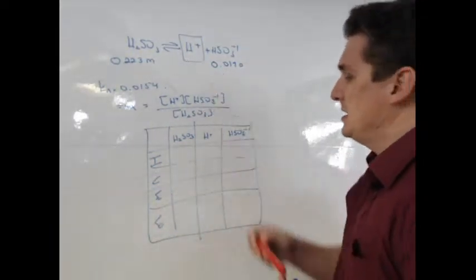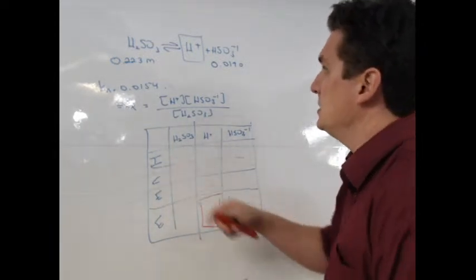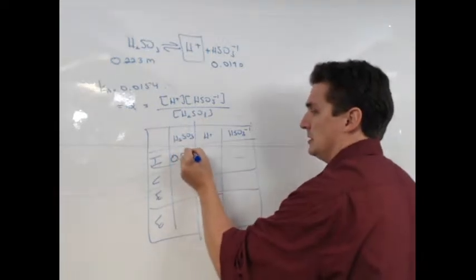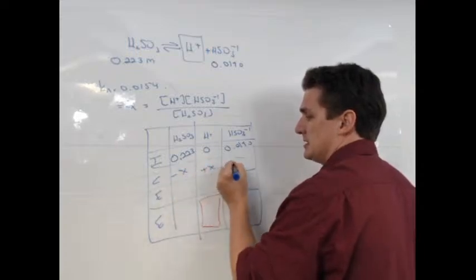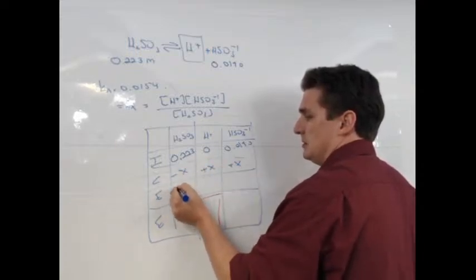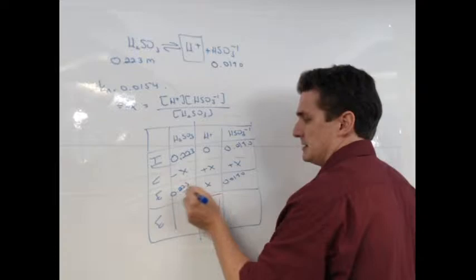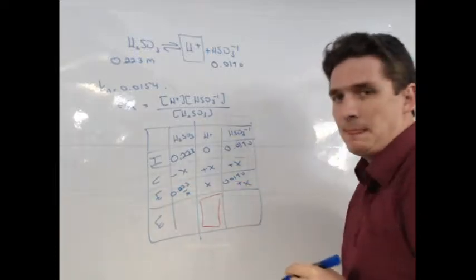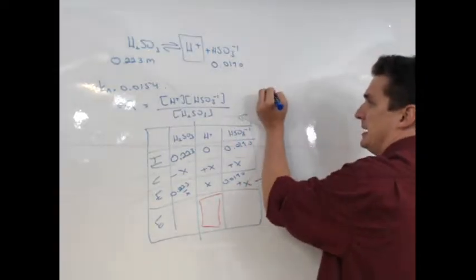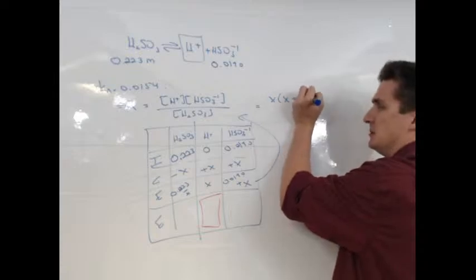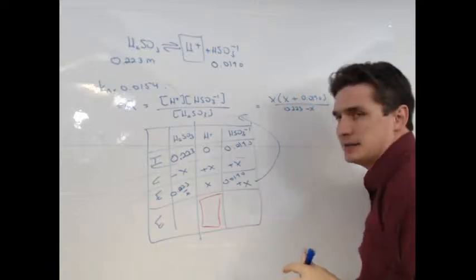We're being asked to find the concentration of H+, so what we need is this square here. We're given initial concentrations of 0.223 molar for H2SO3. We're not given H+, so we treat it as 0, and HSO3- is 0.0190. The changes are minus X, plus X, plus X. So for the equilibrium row we get 0.223 minus X, X, and 0.0190 plus X. Since we're solving for this row, we're going to need the row above it. So we stick this in, and we get X times (X plus 0.0190) all over (0.223 minus X).